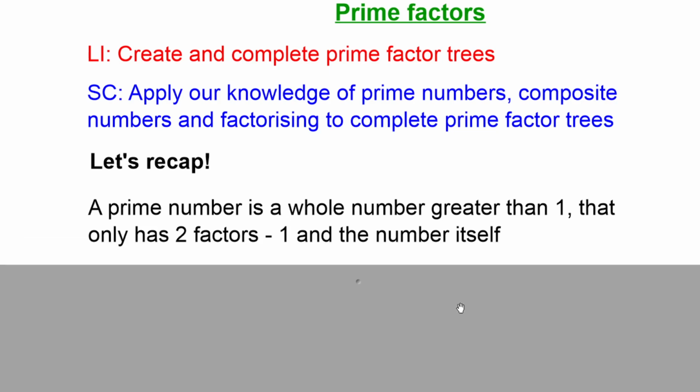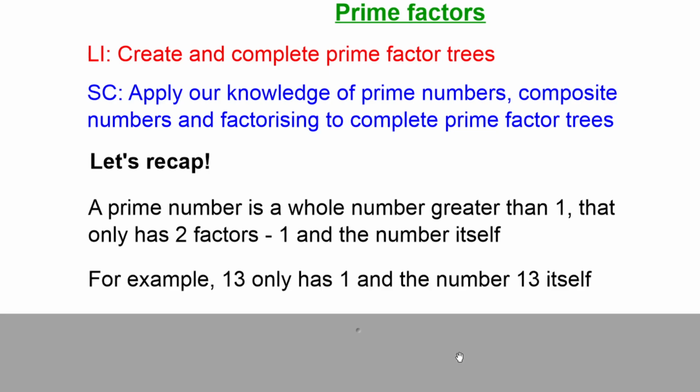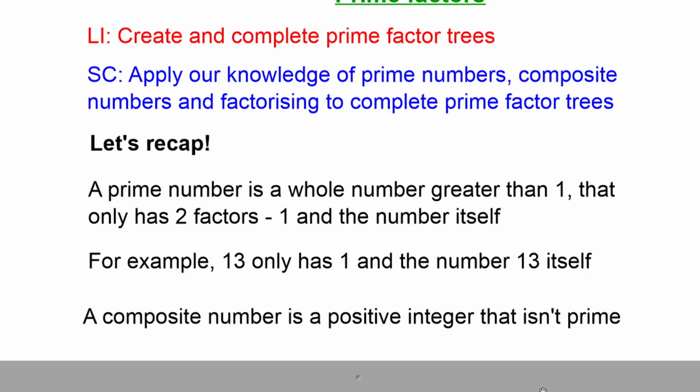All right, so what is a prime number? A prime number is a whole number greater than 1 that only has two factors, 1 and the number itself. So for example, 13 only has 1 and the number 13 itself. There are no other numbers that you can multiply to get 13. And a composite number is a positive integer that isn't prime. This is something you would have gone through in the previous lesson.